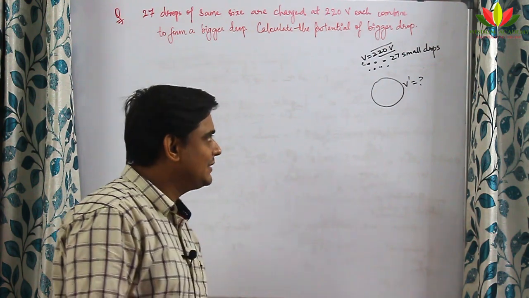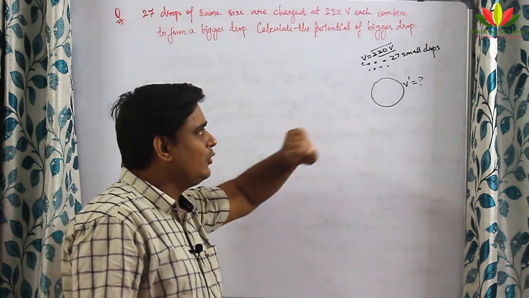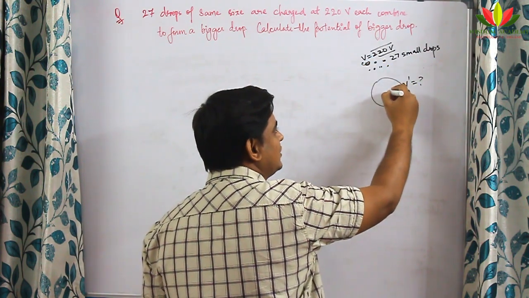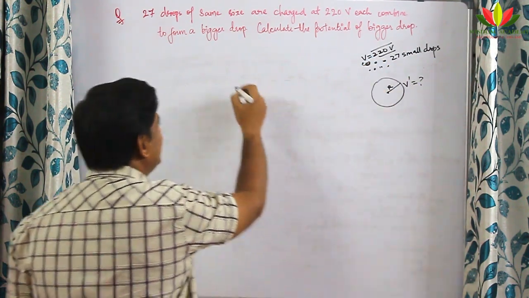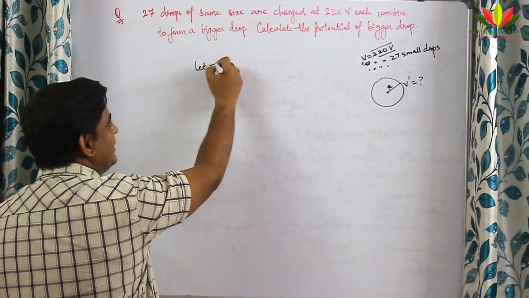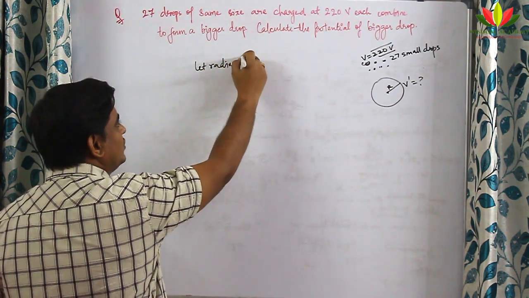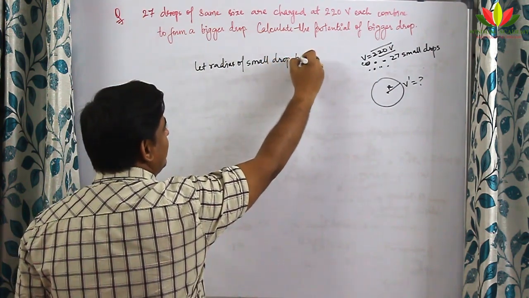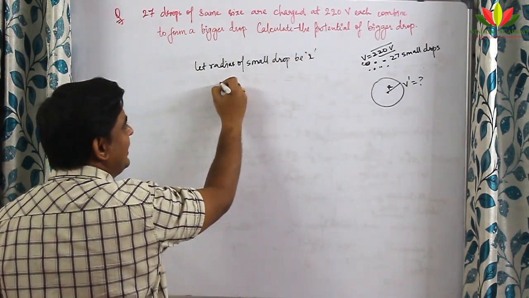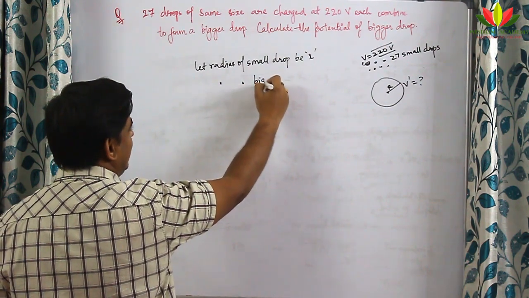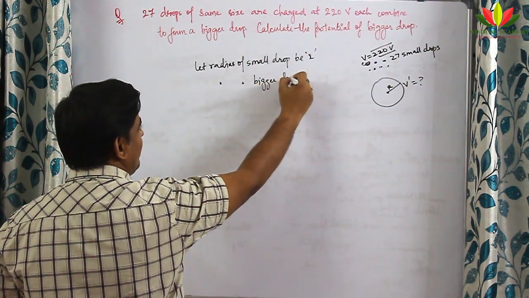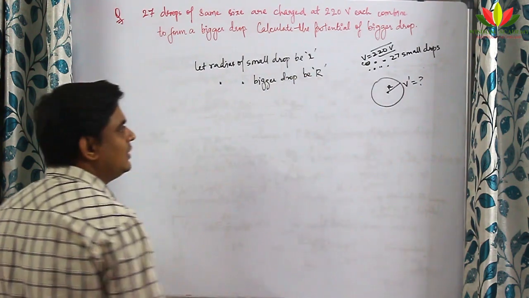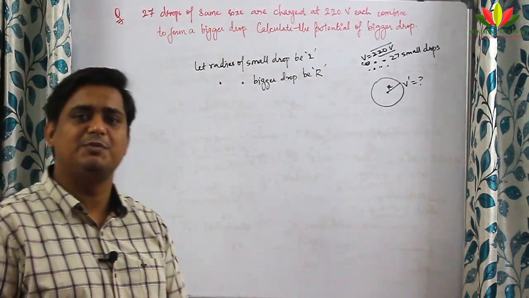So, what happens? First we will try to find the relationship between the radius of this small drop and radius of this big drop. So, let me assume that the radius of small drop be small r. What will be the radius of the bigger drop? Let me take it as capital R. Now, what I will do? I will try to find the relationship between these two radiuses.